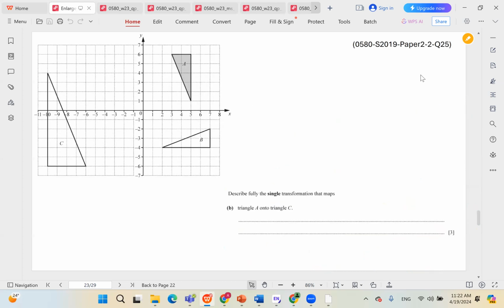Describe fully the single transformation that maps triangle A onto triangle C. So in this case, we can see that A and C have different orientations, so that we know that K here is going to be negative. Now, A has this side, which is 2, and the corresponding side in C has 4 boxes. So when we do 4 over 2, it gives us -2. So this is our scale factor here.